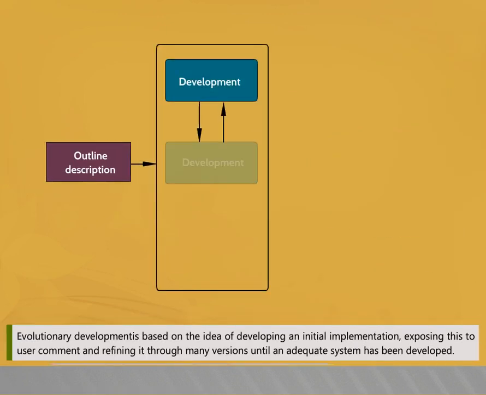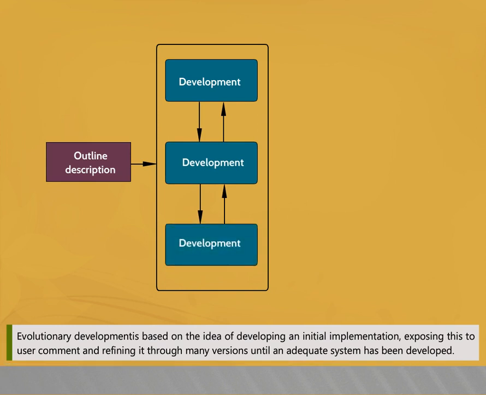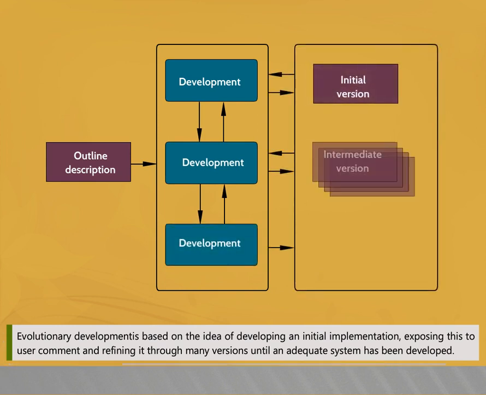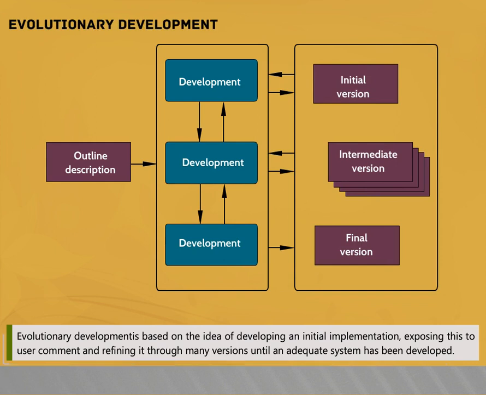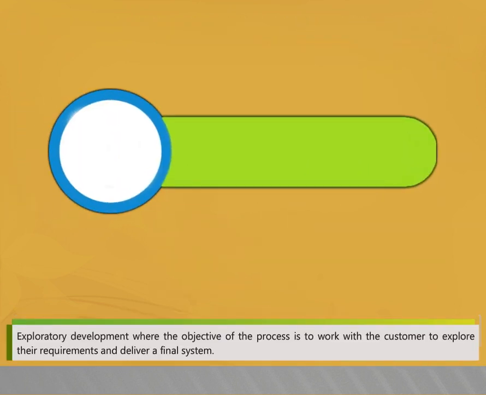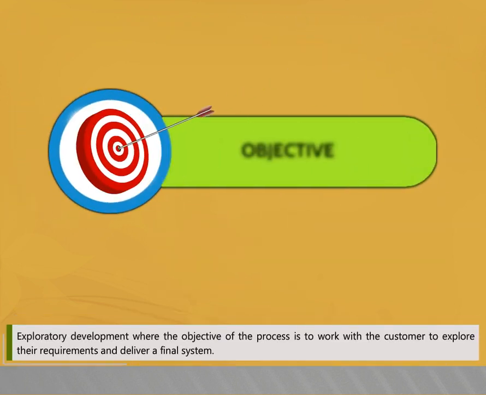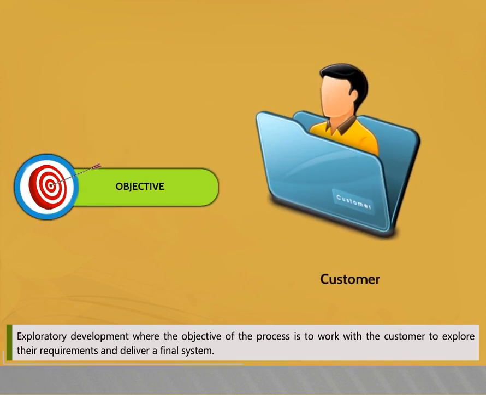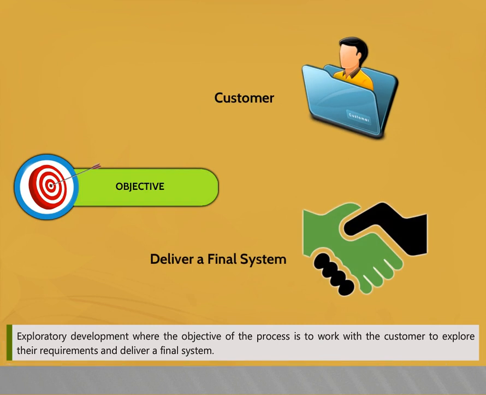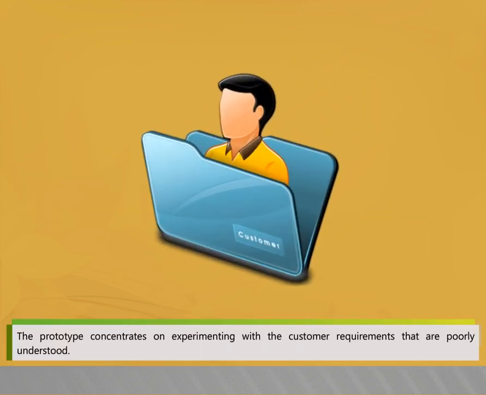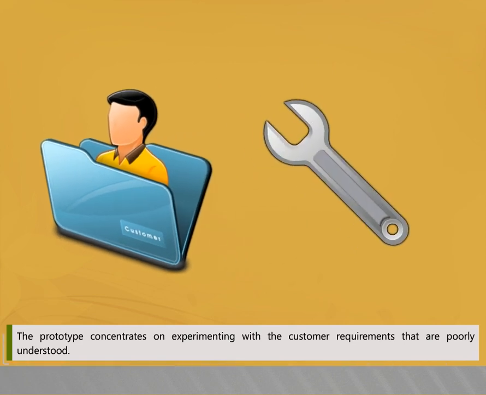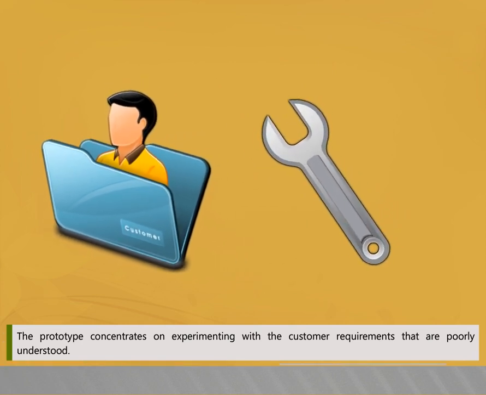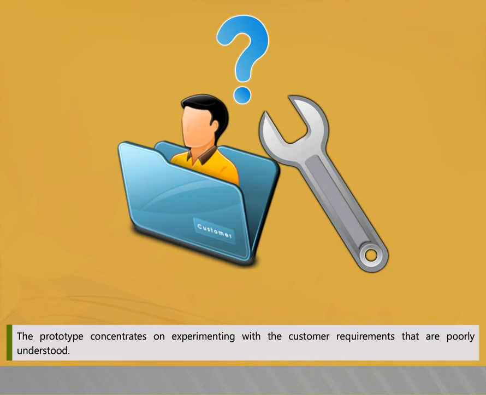Evolutionary development is based on the idea of developing an initial implementation, exposing this to user comment, and refining it through many versions until an adequate system has been developed. Exploratory development, where the objective of the process is to work with the customer to explore their requirements and deliver a final system. The prototype concentrates on experimenting with the customer requirements that are poorly understood.